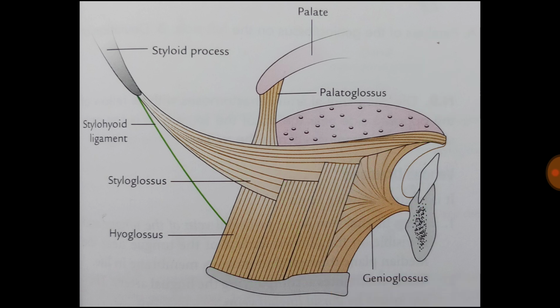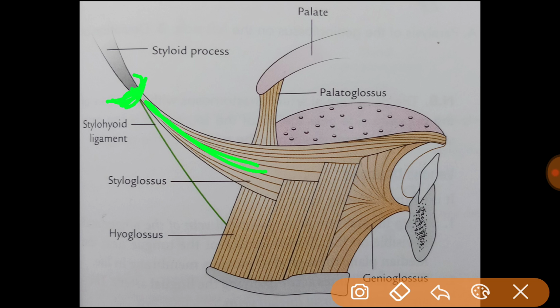Next is the styloglossus. Here the origin will be the tip of the styloid process and the adjacent part of the ligament which is attached to the styloid process, and it is attached to the side of the tongue along its whole length.